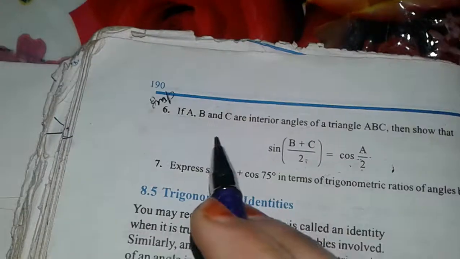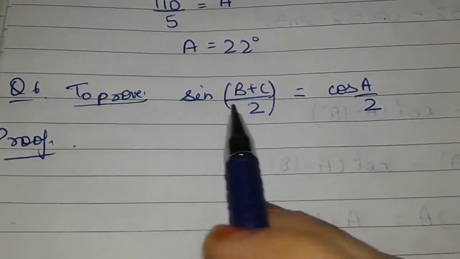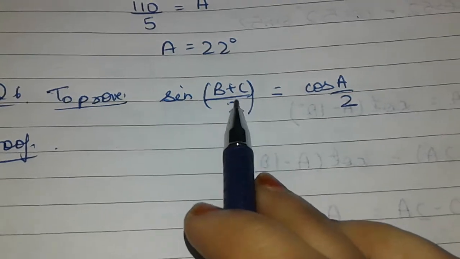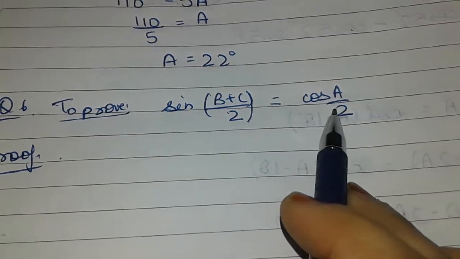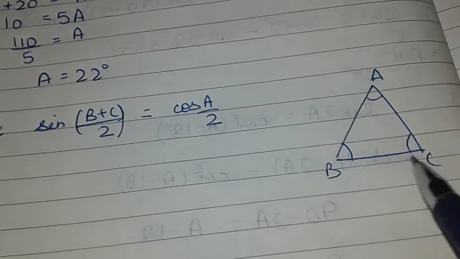Question number 6. If A, B, C are interior angles of a triangle ABC, then show that sine of (B plus C) upon 2 is equal to cos A upon 2. Write down this question. Here is the question. We have to prove sine of (B plus C) upon 2 is equal to cos A upon 2. A, B, C are the interior angles of a triangle ABC.